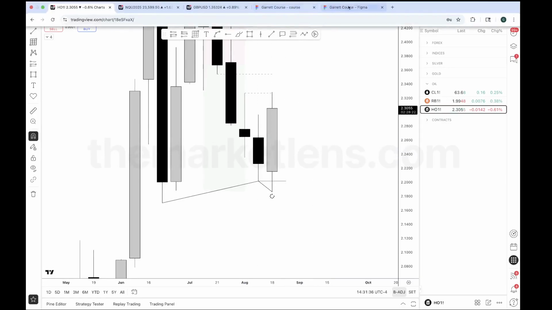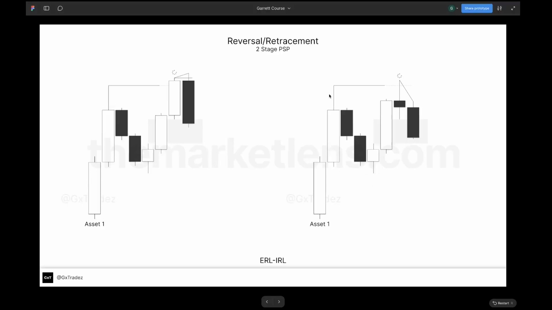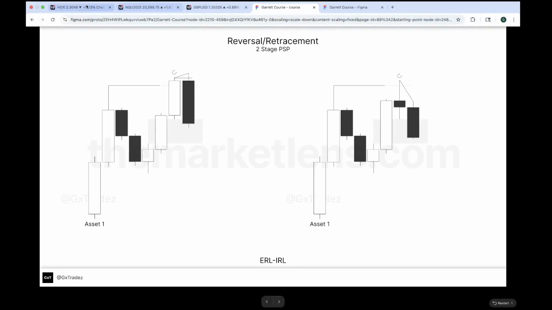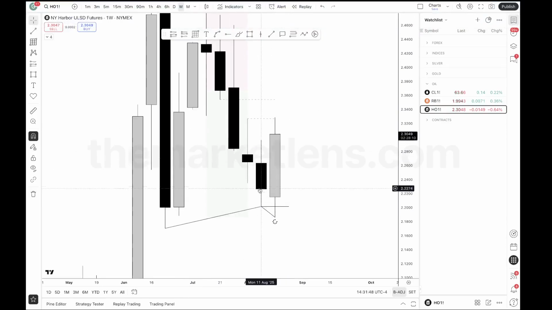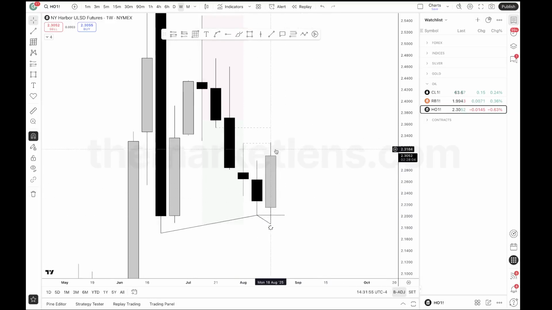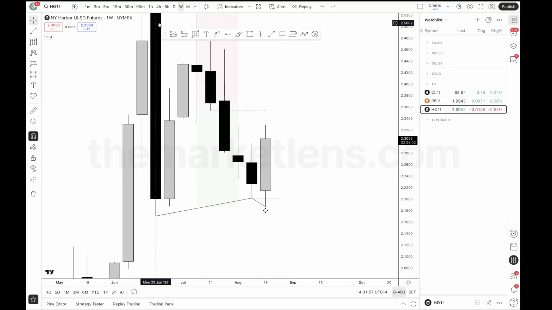So if we go back to our little thing here, let's go back to that external range to internal range. What do we have? Two-stage PSP to retrace back into a range, right? Where we have internal range liquidity, right? Is that not what we see right here, right? Two-stage PSP, what's on the opposing side of that? A fair value gap, right? So this is a high probable retracement / reversal sequence, right?